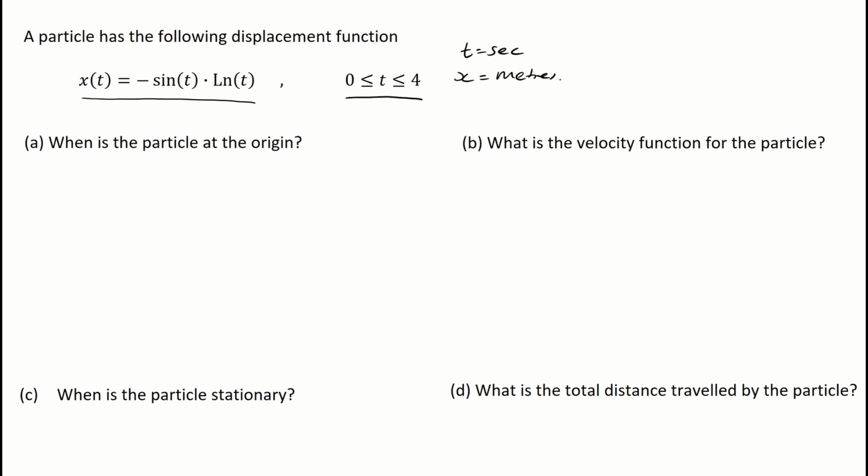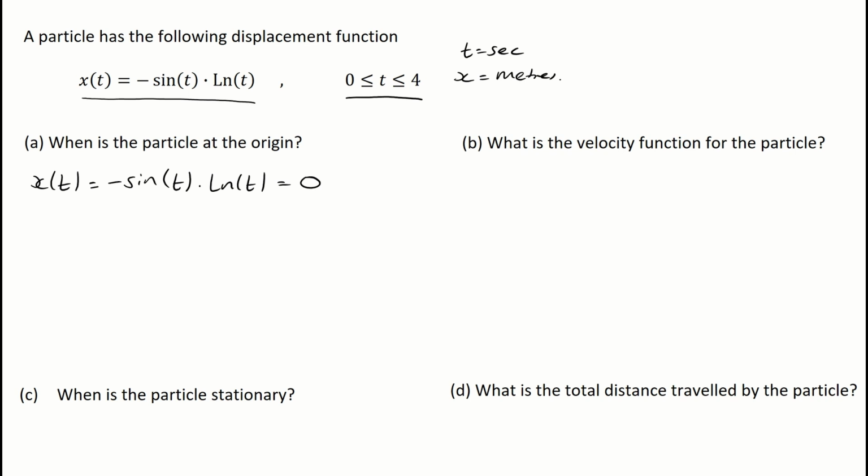So 4 parts to this question. Part A, when is the particle at the origin? Okay, so the particle will be at the origin when the displacement is equal to 0. So when x of t, which we know is negative sine of t times the natural log of t, has to be equal to 0.